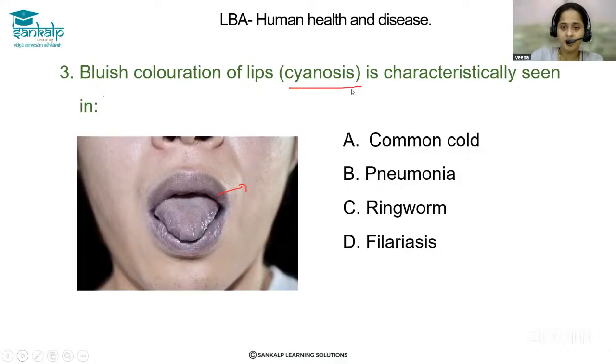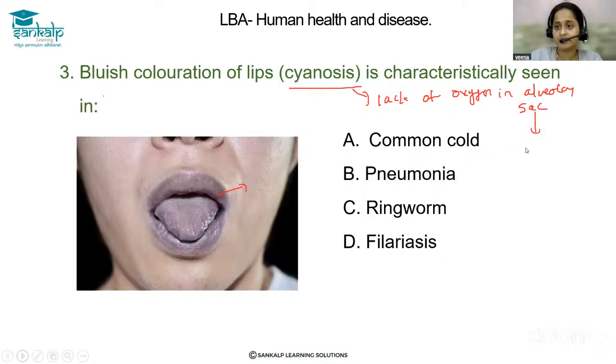Okay. So this is because, see, in this case, this is because the lack of oxygen. Due to the lack of oxygen, what happens? Lack of oxygen in the alveolar sac. Okay. So cyanosis is happening. That is nothing but the bluish coloration of lips. Why here lack of oxygen is taking place? Because in case of pneumonia, what happens? It is causing infection in the lungs.